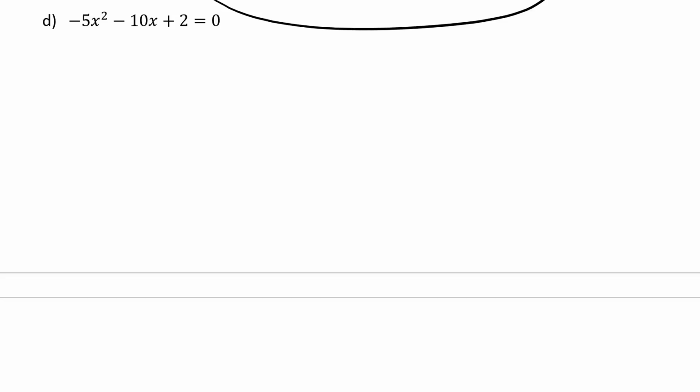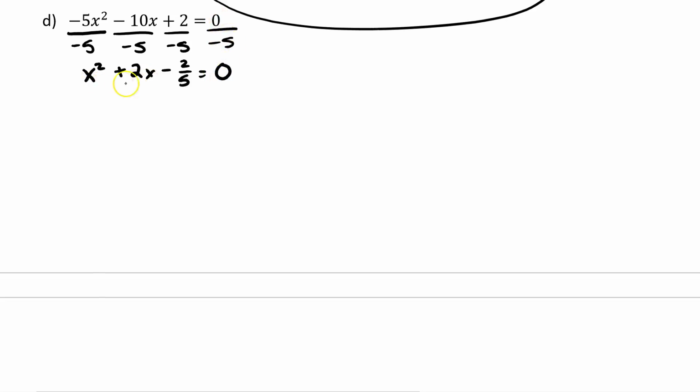Okay, so this one looks very similar to the one above. What I'm going to do is divide by -5 all three terms, actually including the 0. So divide by -5, divide by -5, divide by -5, and divide by -5. -5x squared divided by -5 is simply x squared. -10x divided by -5 is positive 2x. And positive 2x divided by -5 is -2/5. 0 divided by -5 is 0.